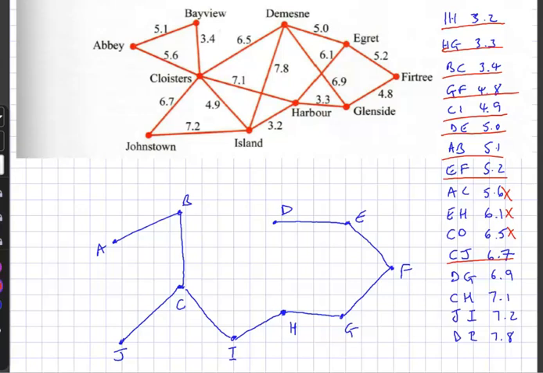Connecting up my minimum spanning tree, connecting up all the nodes as cheaply as possible, and the cost. So I just have to sit here now and work out what 3.2, 3.3, 3.4, 4.8, 4.9, 5.0, 5.1, 5.2, and the 6.7. 1, 2, 3, 4, 5, 6, 7, 8, 9 numbers. And according to my calculator, that works out as 41.6 as a weight, as a cost.